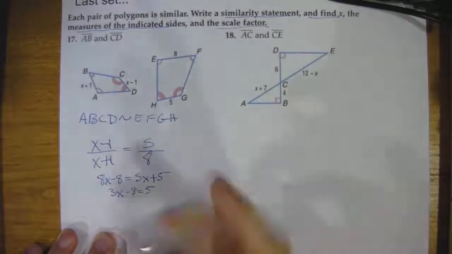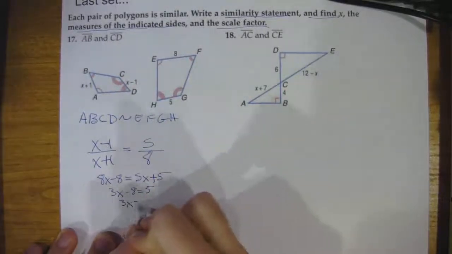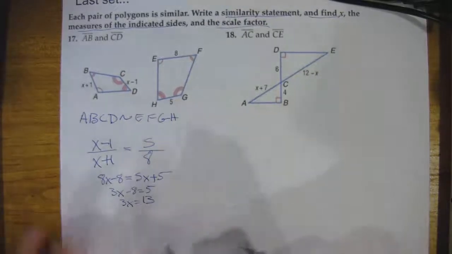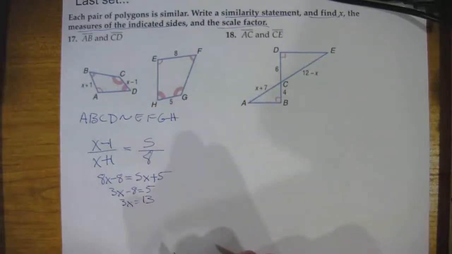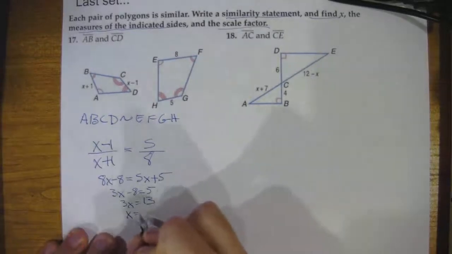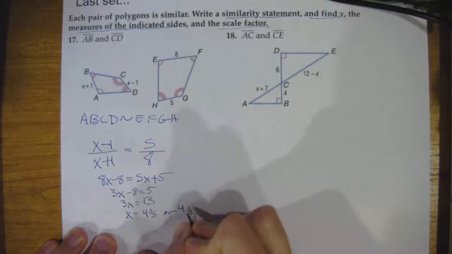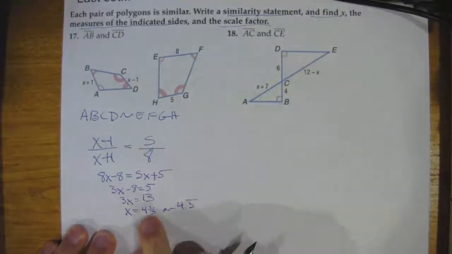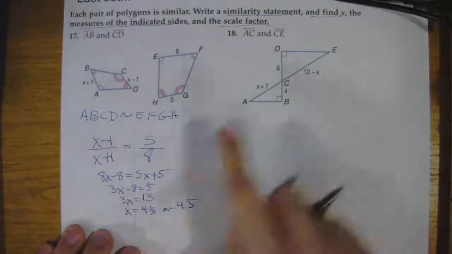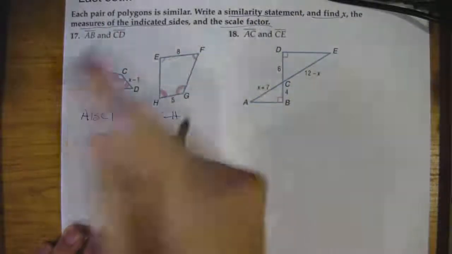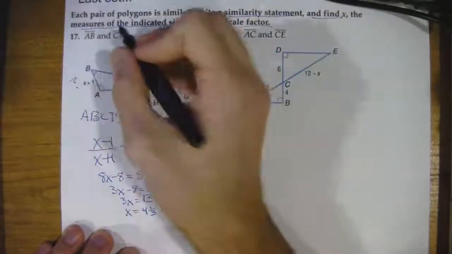I'll go ahead and add 8 to both sides. So that's 3x is equal to, what is that, 13. If we divide that out, we get, what is that, 4 1/3? If you'd rather write it as a decimal, 4.3 repeating. I like 4 1/3 personally. So now we know x, we need to find our missing side. So in this case, AB it looks like, and CD.